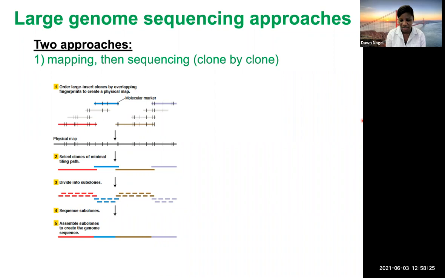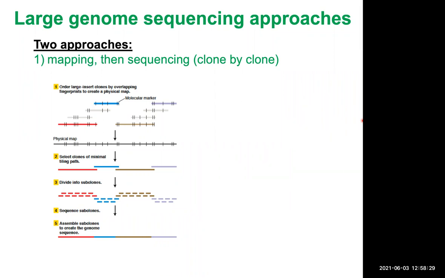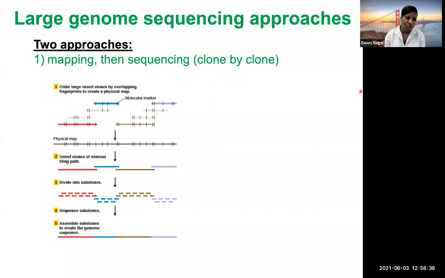So, sorry, yes, Sheila. I'm not quite understanding what step 2 is, like select a clone of minimal something. So the minimal tiling path is really just the minimum region that you need that represents this physical map.